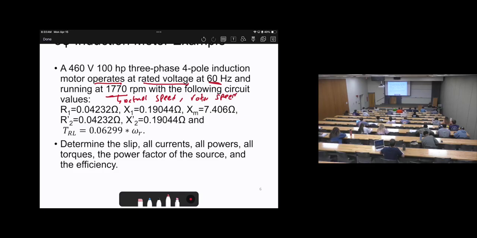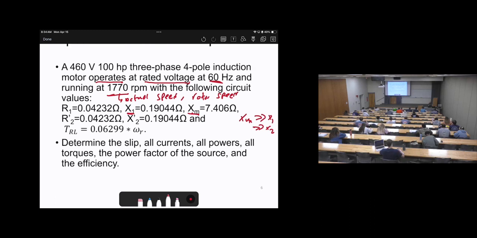And we have the following information: R1, jX1, jXM, R2, etc. We can look at XM and X1. 10 times X1 will be 1.9, XM is 7.4. So basically, XM is way larger than X1 and way larger than X2. Therefore, it can be neglected. The question says we need to find the slip, all currents, all powers, torques, power factor of the source, and efficiency. So we need to do everything.